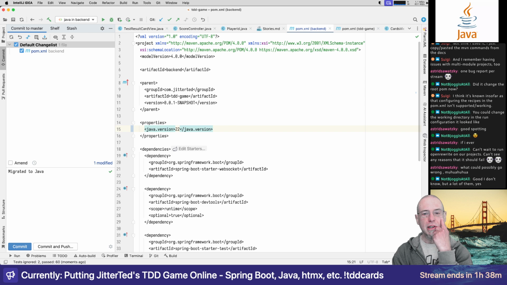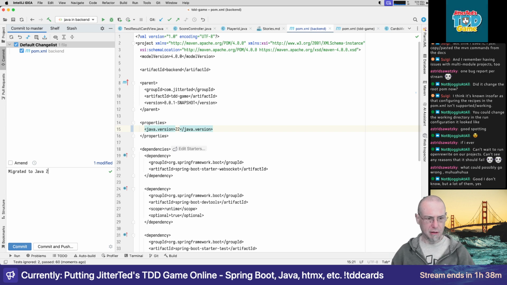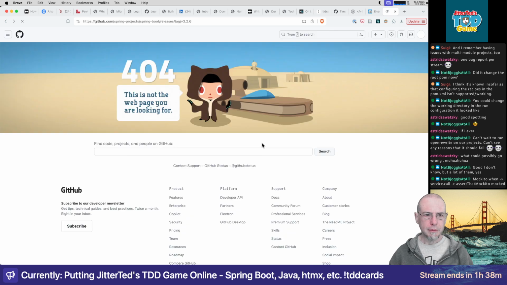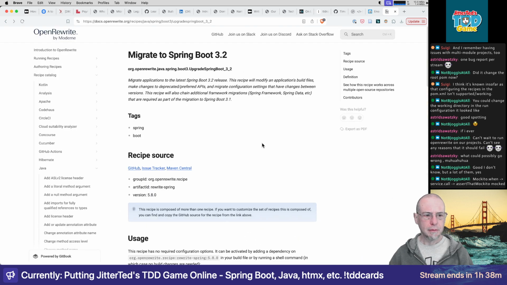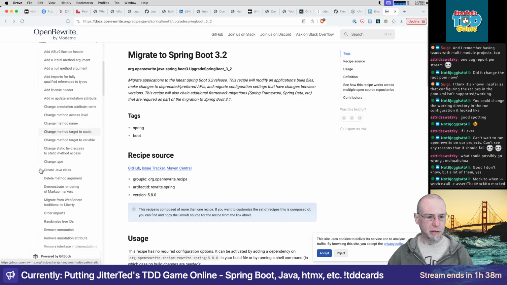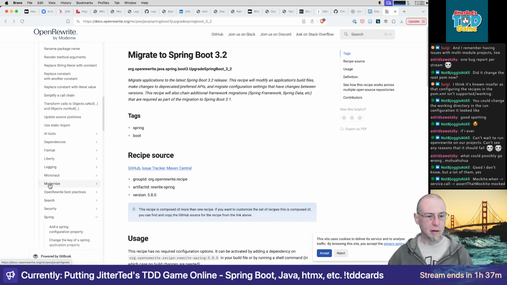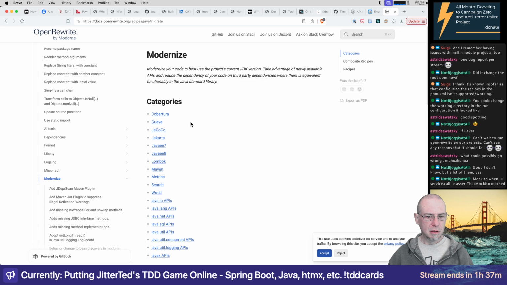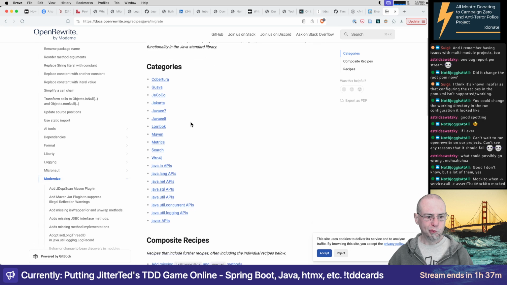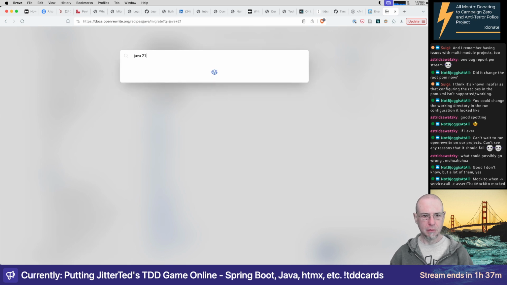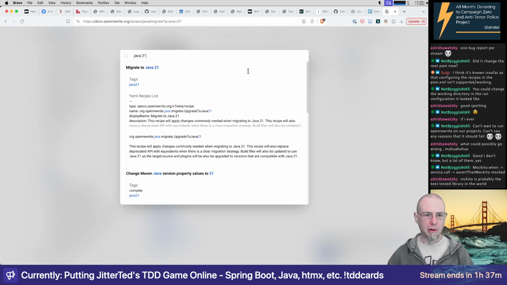I wonder if I run an OpenRewrite recipe for updating Java, or was that part of the Spring Boot one? I forget. Let's commit this. Java. Modernize. Migrate to Java 21.